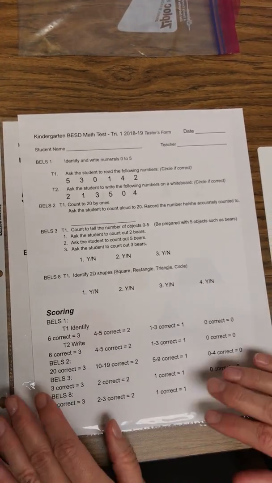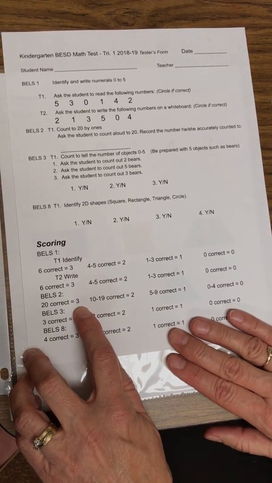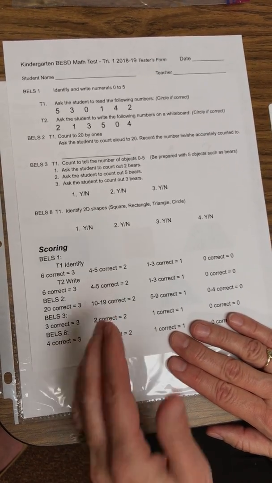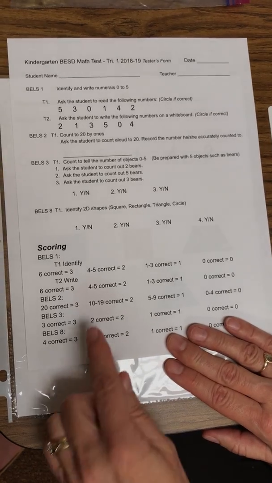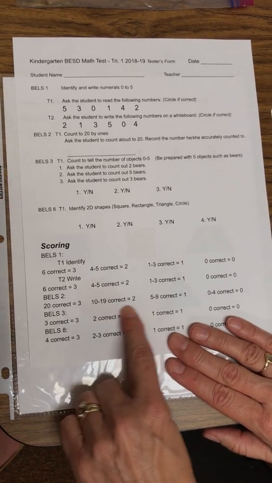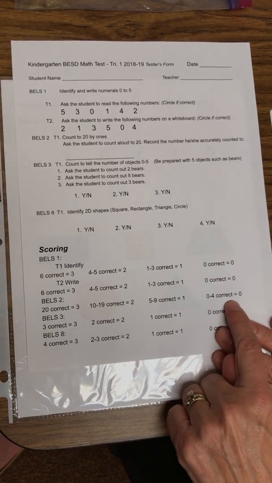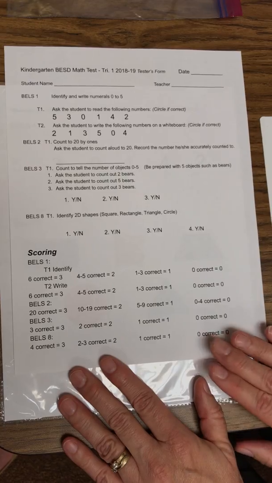So if the student is able to do all numbers through 20, they would receive a 3. If their first mistake was 18, the last number correct was 16, so you would find that that is the proficiency 2. And you can understand how that works on the other sections as well.